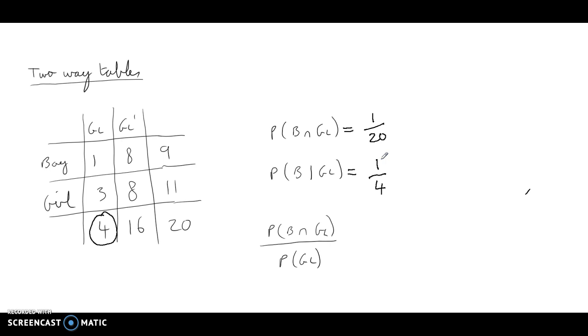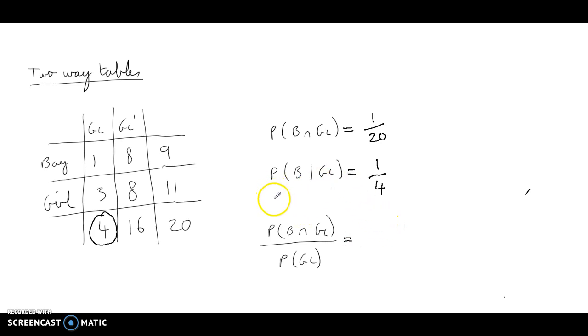So the other thing we looked at was this formula here, and when we've got a two-way table, it's fairly obvious. We can just go straight to the answer because we can see it. But how does that tie in with this formula down here? So let's have a look at that.